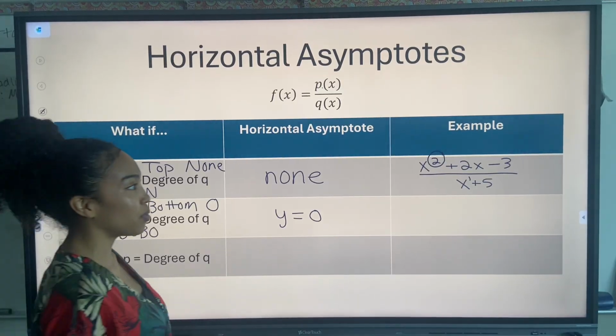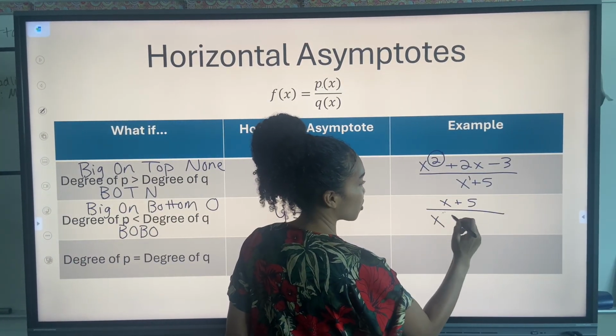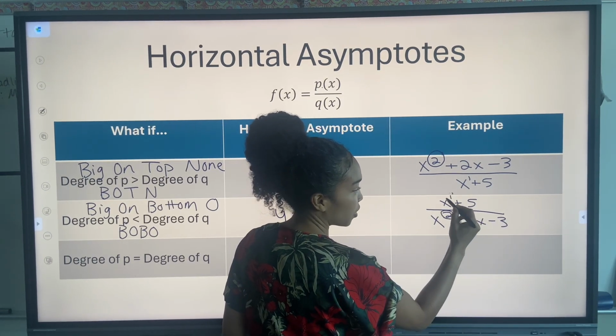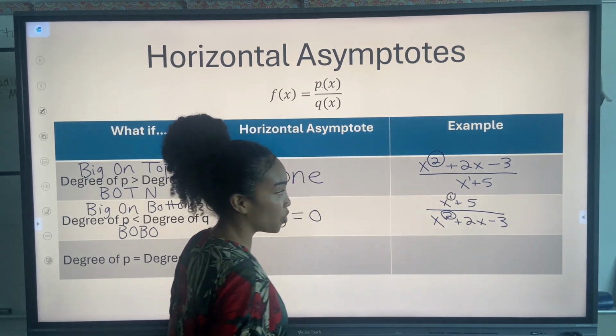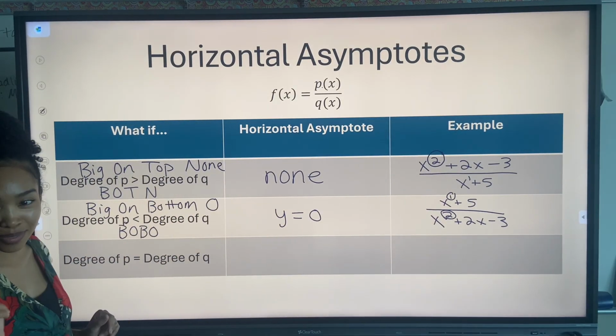And here's an example. You can just switch it. The x plus 5 is in the numerator and the x squared is in the denominator. You see the exponent? The degree is bigger on the bottom. If it's big on the bottom, your answer is 0.